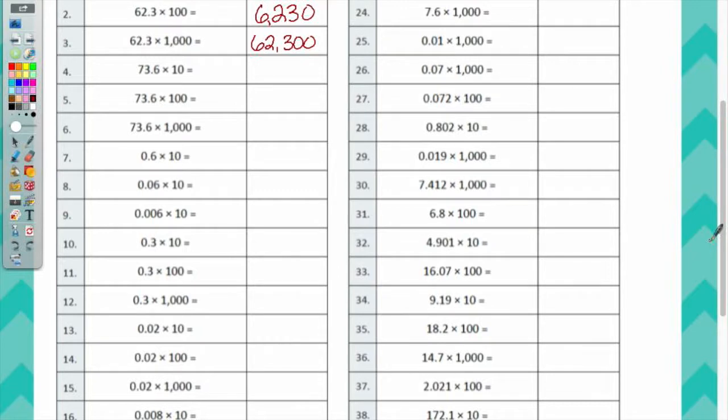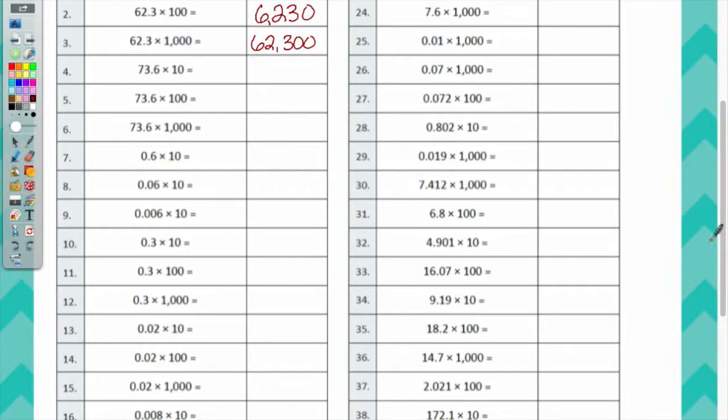Now on 7, looks like there's a different pattern on 7, 8, and 9. What do you see that's different? The zeros are before the number. Okay, true. So these are decimal, but these are still decimal place value. So what else is different? It's times 10. All three of them are times 10. So we move it one place value each time.